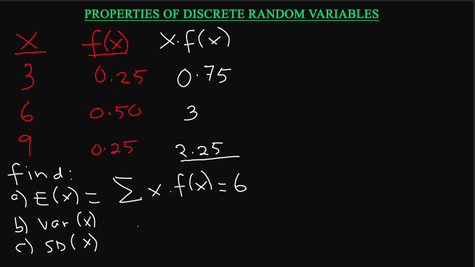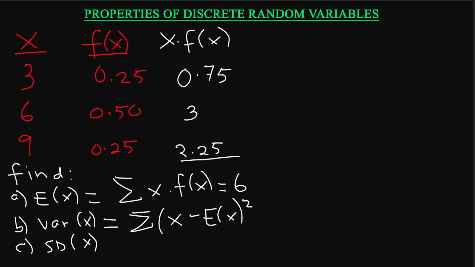So let's look at the second one. How do we calculate the variance? The variance is defined as the summation of the squared deviation of x and the expected value of x. So the value of x minus the expected value of x, all squared, and you sum across.